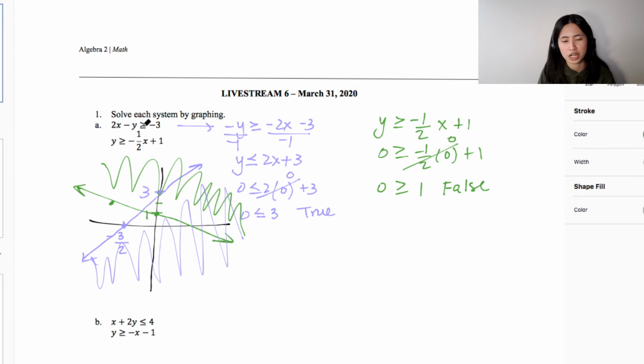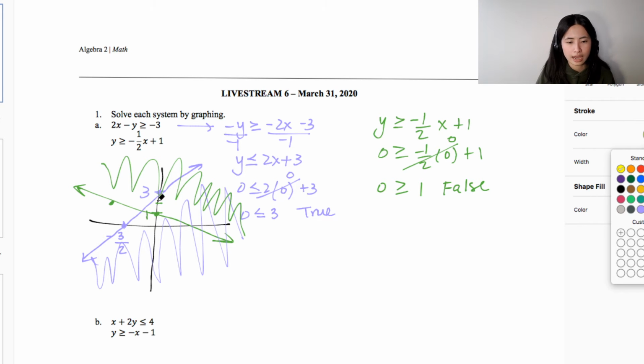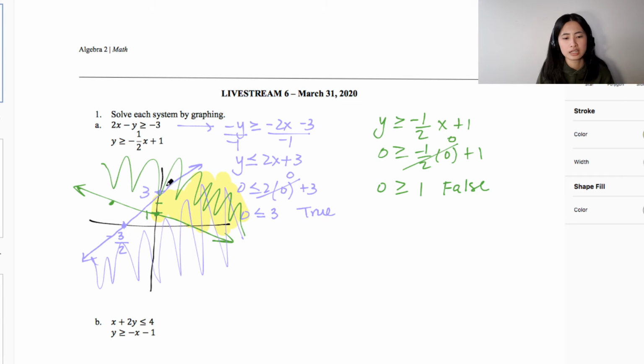Because if this is just greater than, then that means your purple line just needs to be in the form of dashes as opposed to a solid line. Okay, so once we figure that out, all we have to do is find the overlap of where that shading overlaps, right? So let's color that in yellow. So this is your overlap. Therefore, your solution would be the one highlighted in yellow. Okay, I think that's it for this question. Yeah, so this is your solution, right?